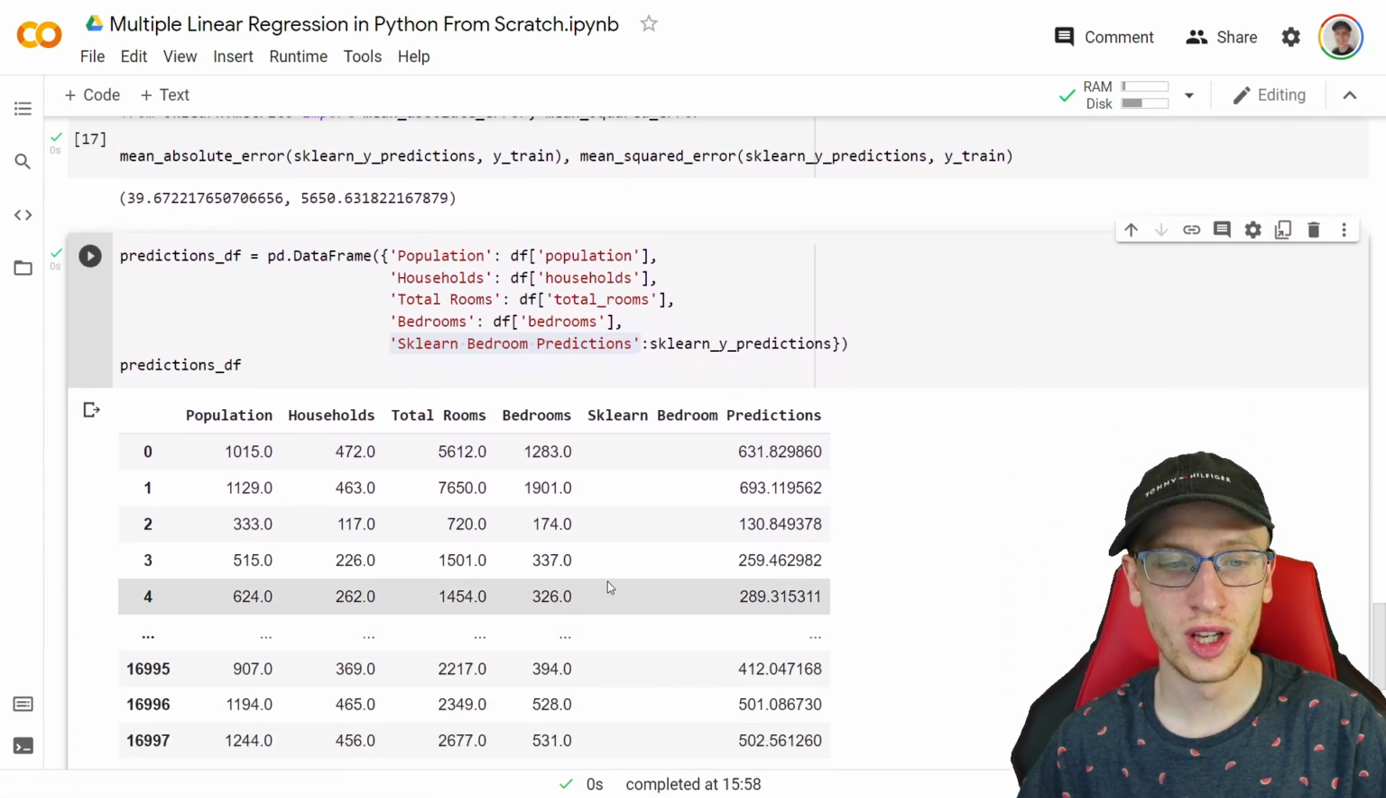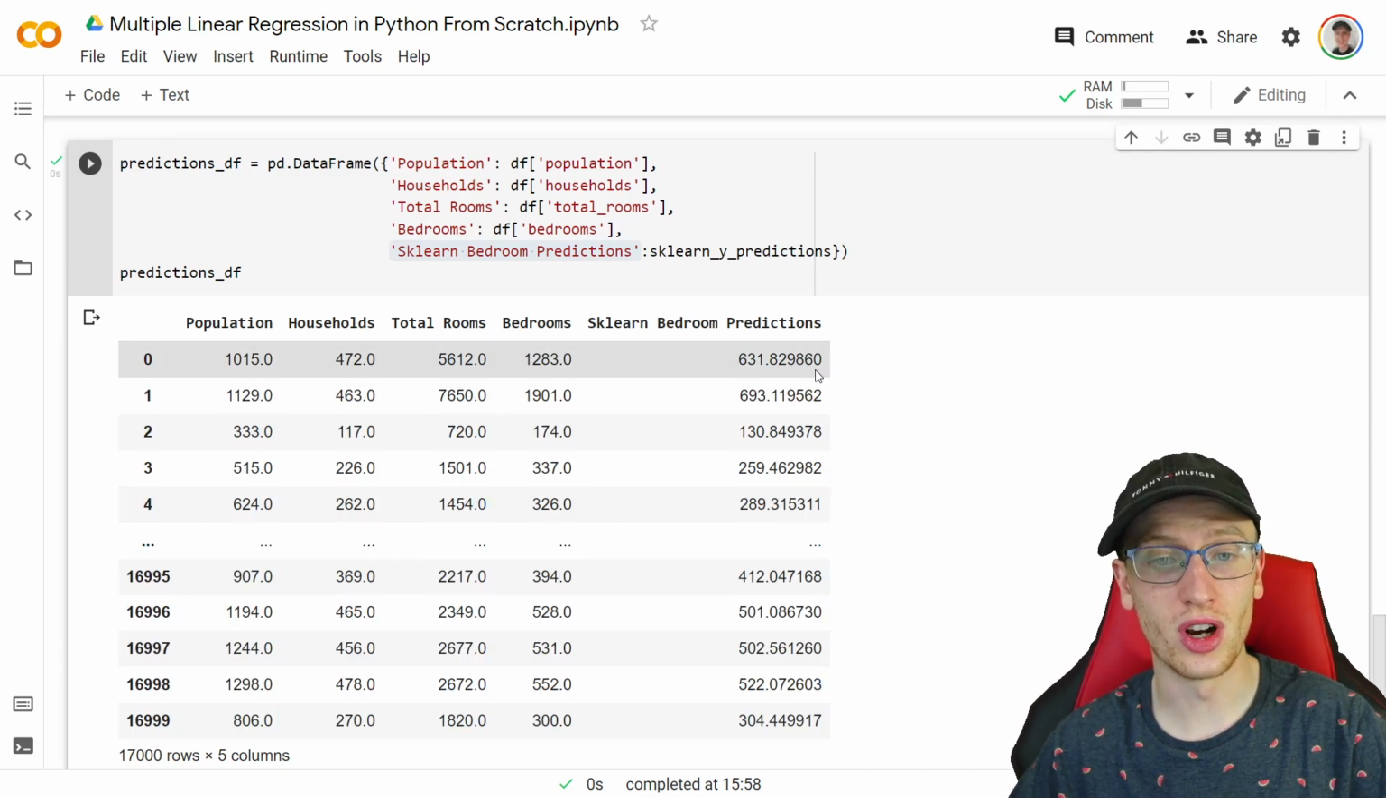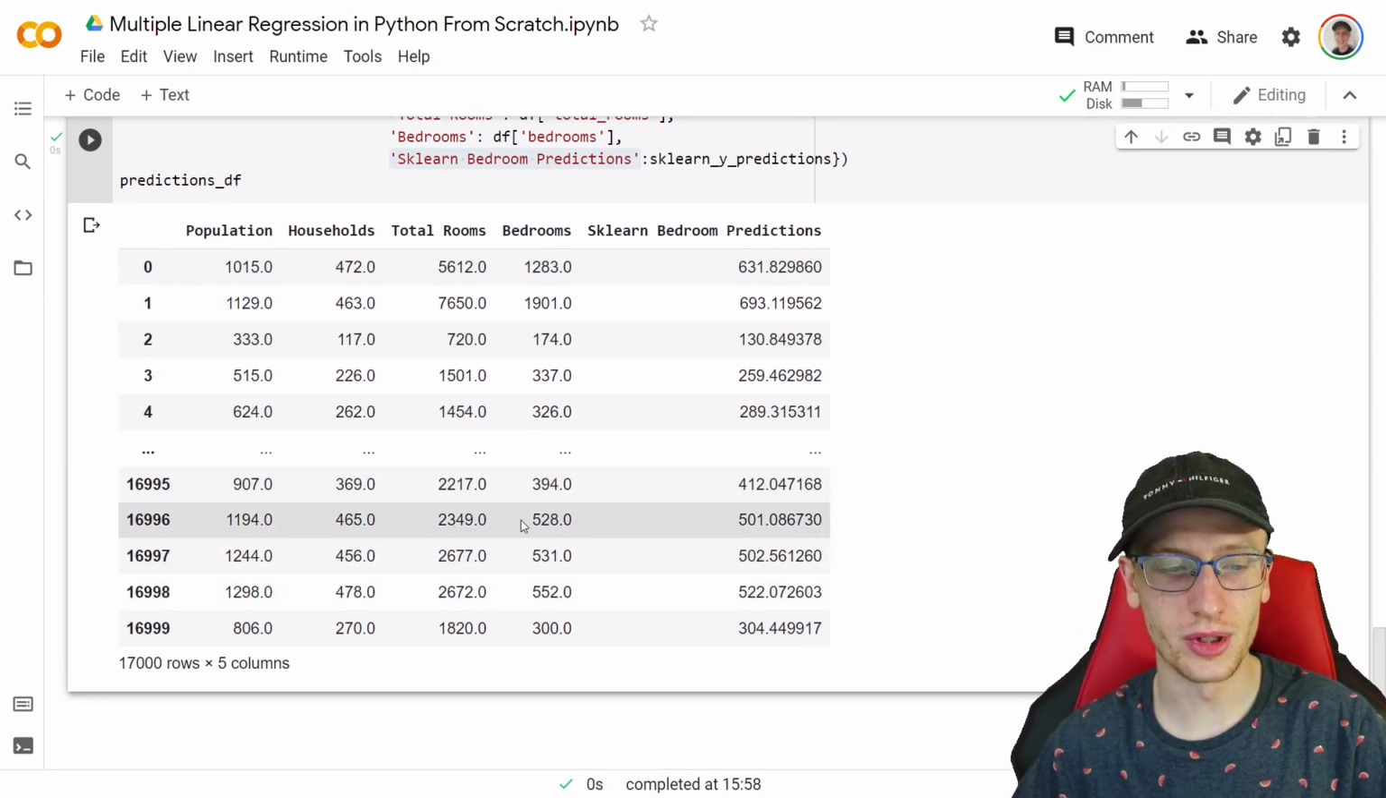So this should work. Basically what we have here is, for each row, these are our inputs, this is the observed output, and this is our prediction. You can see we're off by a lot at the beginning, but we get a lot better near the end and also in the middle.